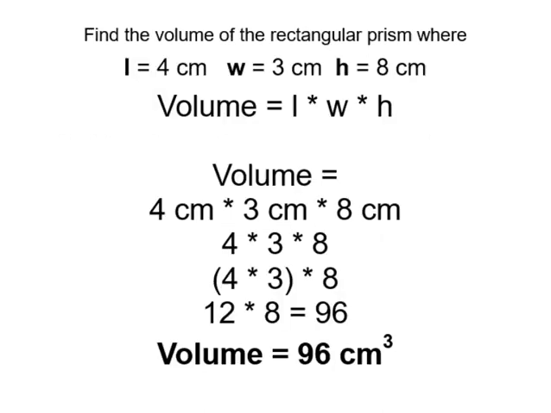When we substitute in our values, we have 4 centimeters times 3 centimeters times 8 centimeters. When we multiply all of those values together, that is equal to 96. 4 times 3 is 12, then 12 times 8 is equal to 96. So the volume of this rectangular prism is 96 cubic centimeters, okay? Let's move to our next problem.